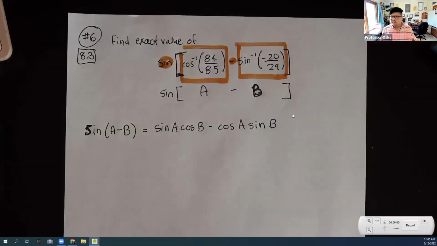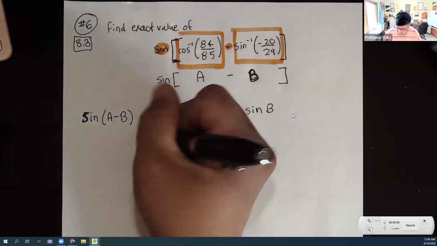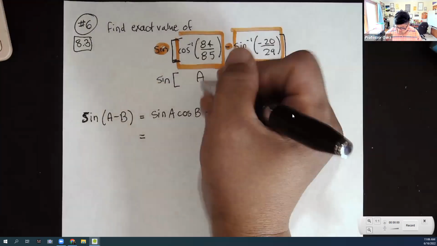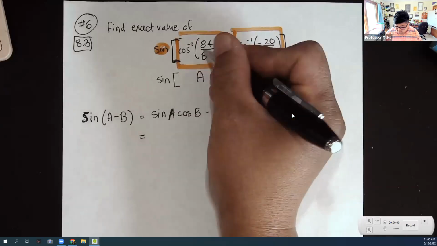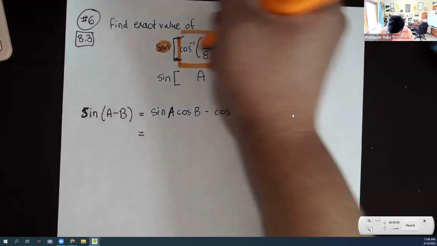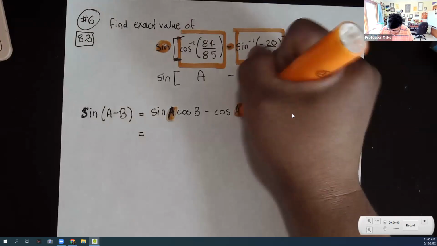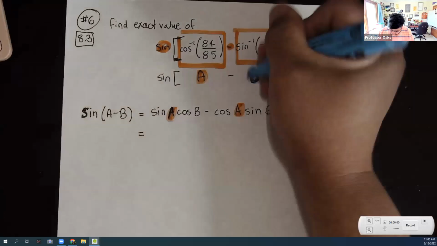All right, so here is where I feel like you have to be a little bit careful, but I do think that you can do this. A was the cosine inverse of 84 over 85. So whatever that A is, I'm going to substitute here and here. And then whatever the B is, I'm going to substitute here and here.